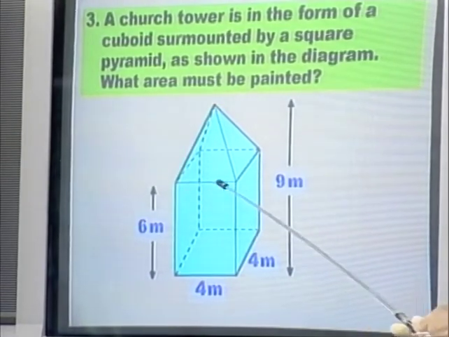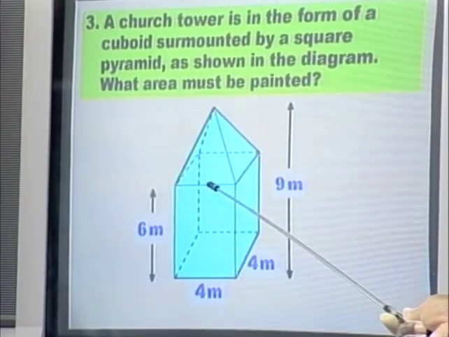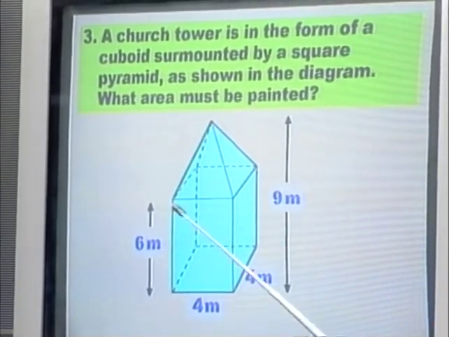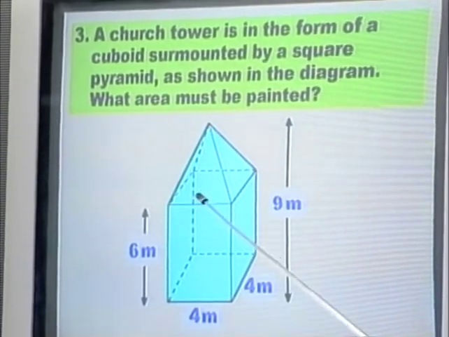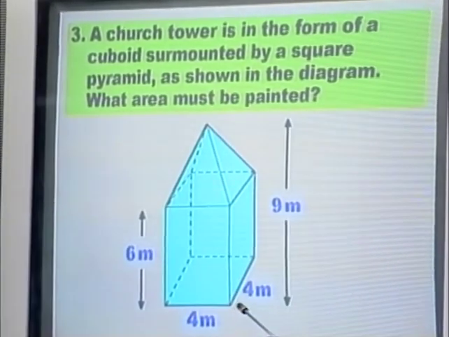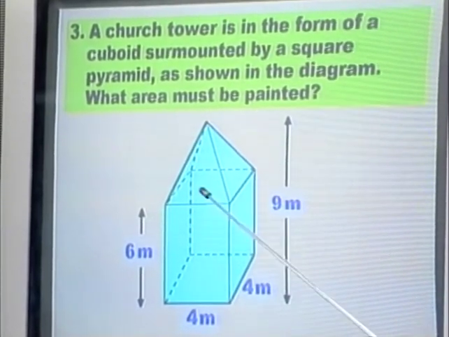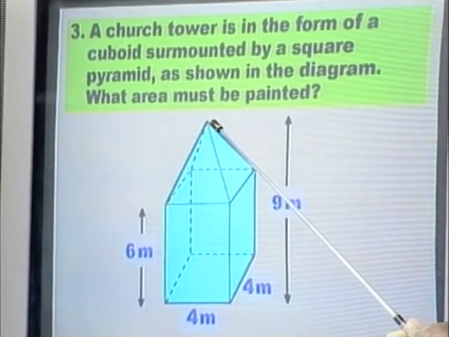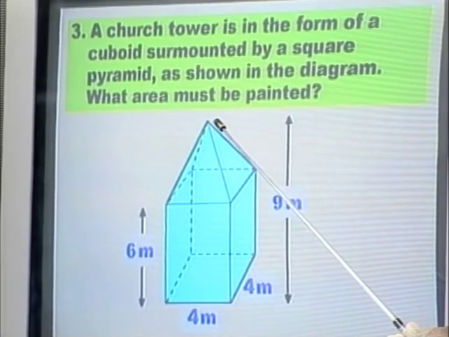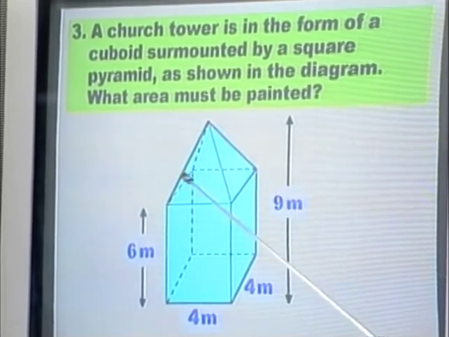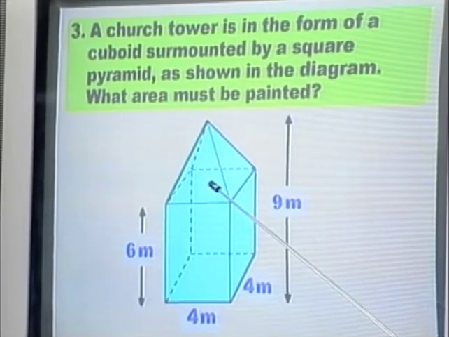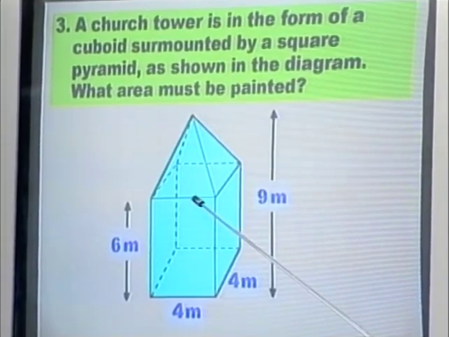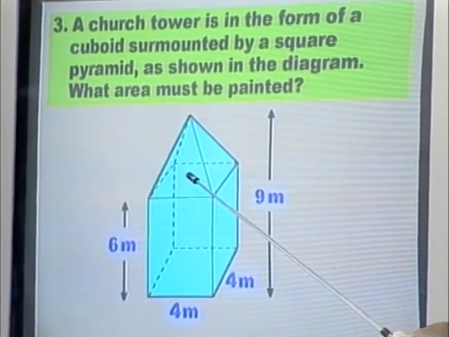And this is 4. We have to find the perpendicular height to one of the faces, and then we can find the area of one of the faces and multiply it by 4. We know that from here all the way up is 9. So the height from the middle of the pyramid to the top is 3. But that is not the perpendicular height of one of the faces. It's the perpendicular height from the middle of the pyramid to the top, but it's not from here to the top. It's from the middle here.